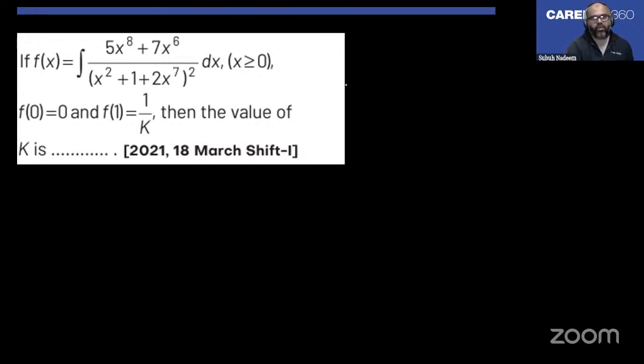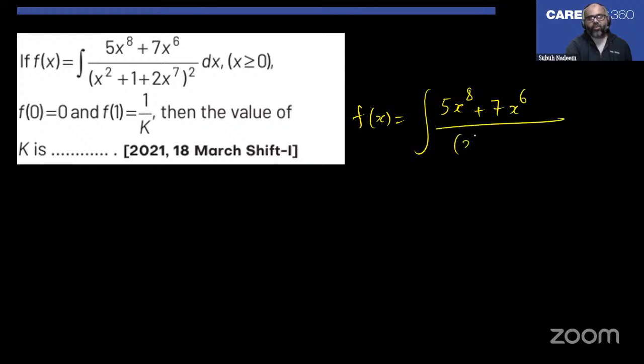f'(x) is equal to the integral of (5x^8 + 7x^6) / (x^2 + x^7 + 2)^2 dx. f(0) is equal to 0 and f(1) is equal to 1/k. Then the value of k is. So basically we have to integrate this.